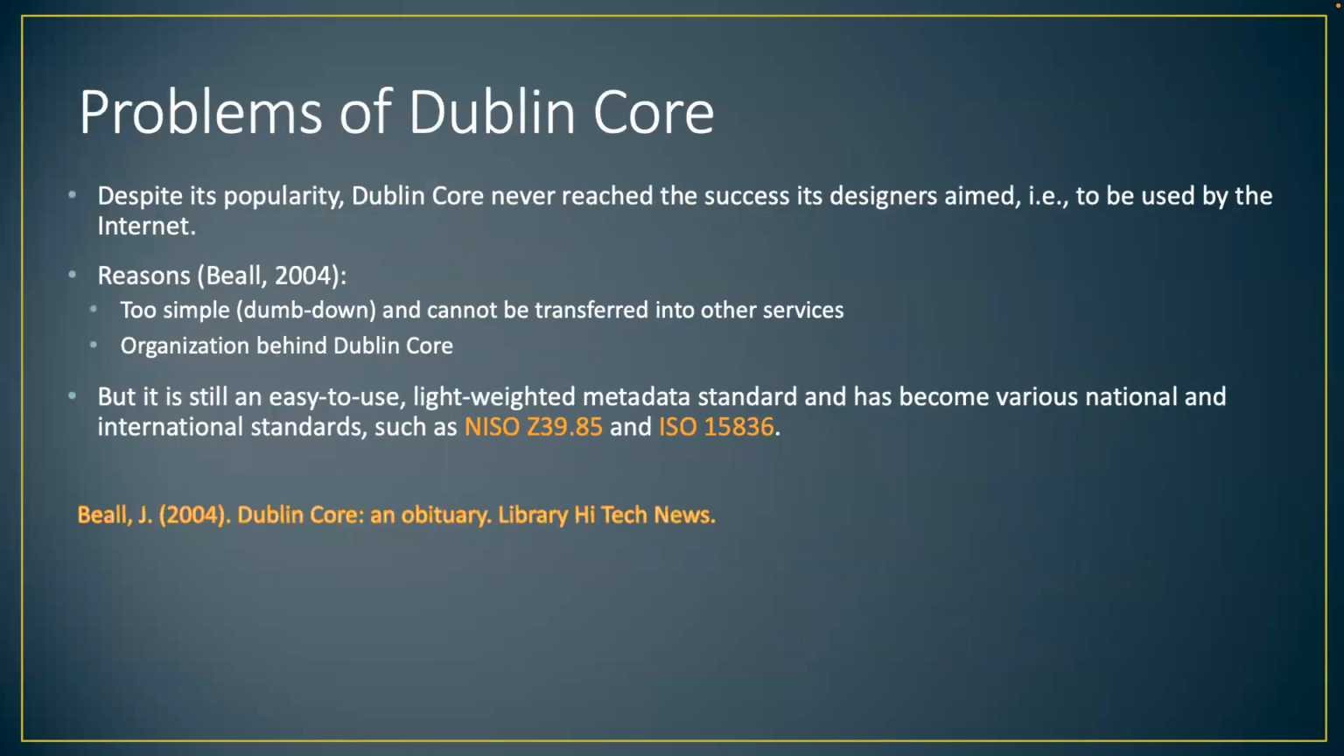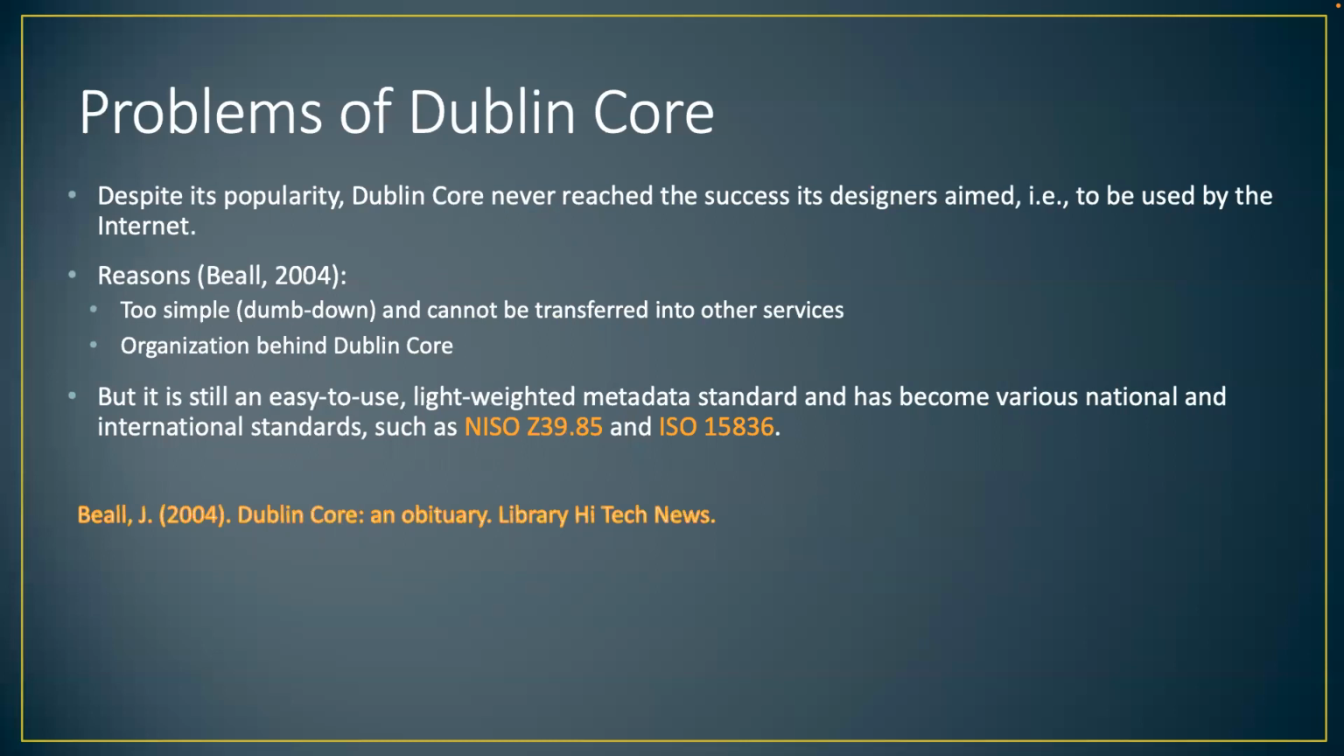Now let's go back to Dublin Core. So we have mentioned some of the most basic knowledge of Dublin Core and also of our assignment, which is to create a Dublin Core record. But I do want to give you a more critical perspective of Dublin Core and its importance today. So we have mentioned that Dublin Core is a very popular metadata standard, not just in the library community, but also in archives and museum communities.